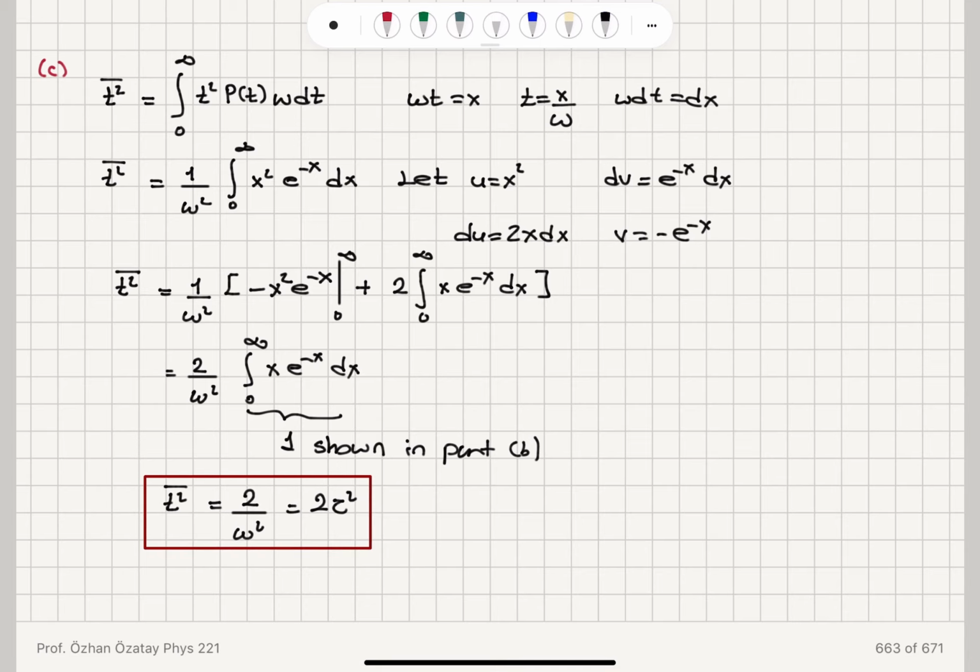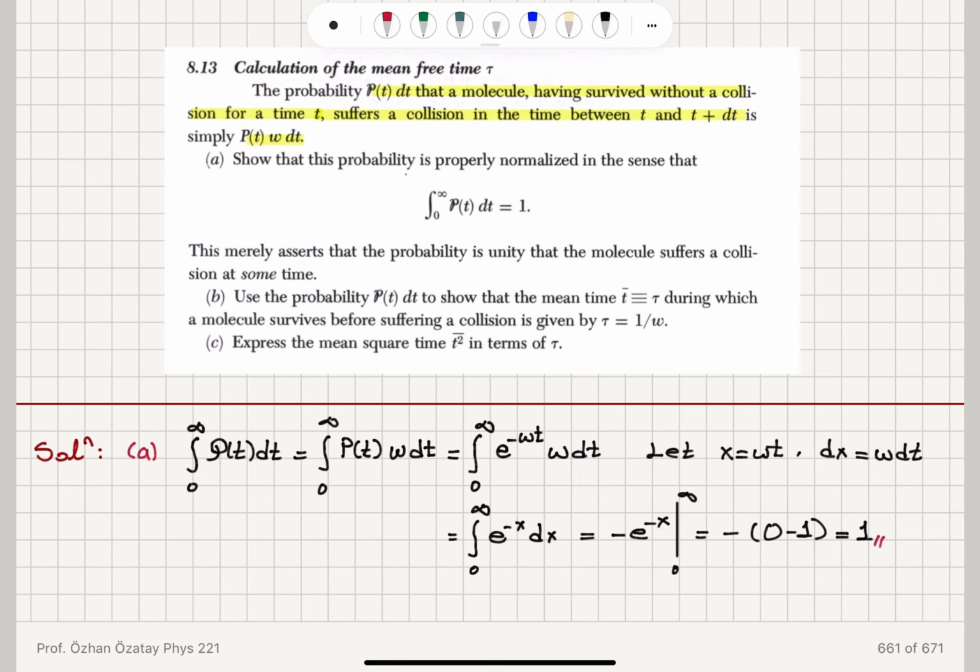All right. So the probability, this funny p of t dt, that a molecule having survived without a collision for a time t, that's this p of t, suffers a collision in the time between t and t plus dt, that's omega dt. So these two events occur jointly. Then we have p of t omega dt is the funny p of t dt. That is the probability that it suffers a collision in the time between t and t plus dt and does not suffer a collision for a time t.